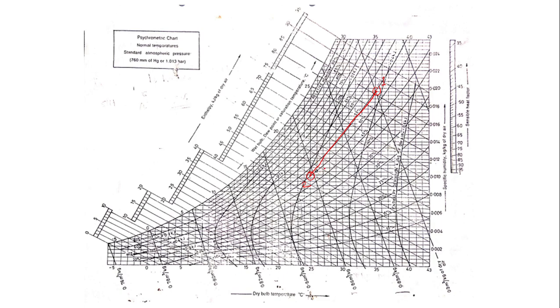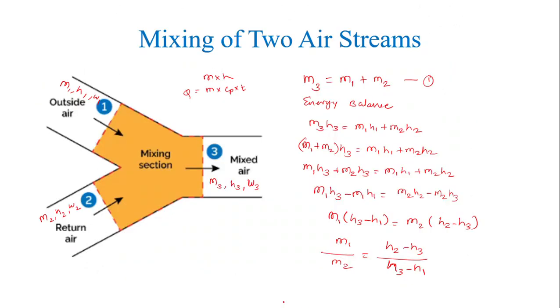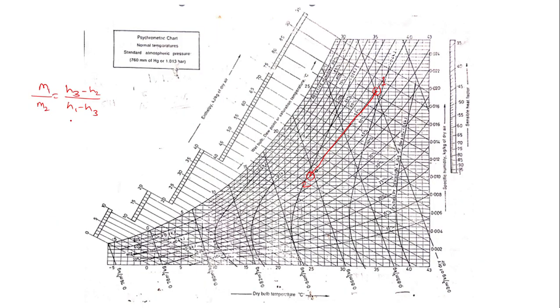So where do we get that mixed point? For that I can use the ratio equation, m1 by m2 equal to (h2 minus h3) divided by (h3 minus h1), the previous equation. You can just reverse this, because the h2 value will be less than h3, and the h1 value will be higher than h3. So it will be (h3 minus h2) divided by (h1 minus h3), that you can do over here.